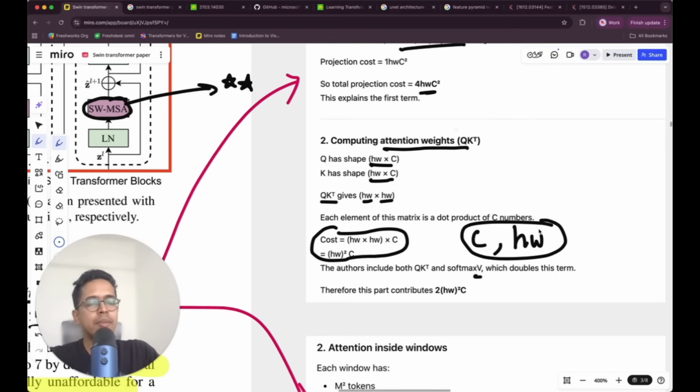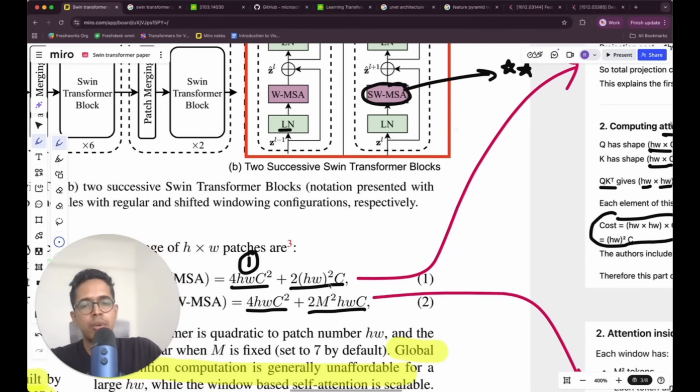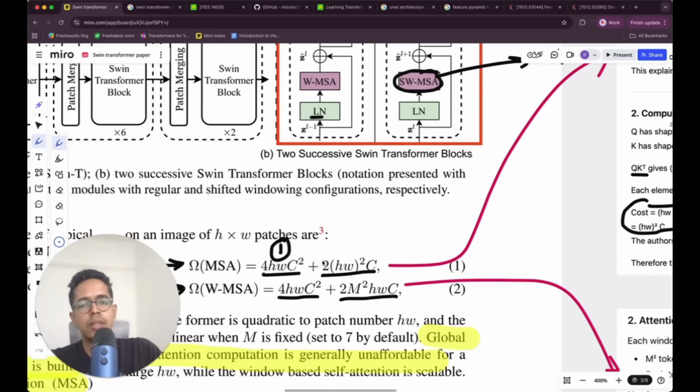So C times HW plus C times HW square plus C times HW square, which is 2 times HW square multiplied by C. So this is the second term here, 2 times HW square C. The coefficient 2 or the C, those are not the important things. The important thing is the fact that you have a square here.